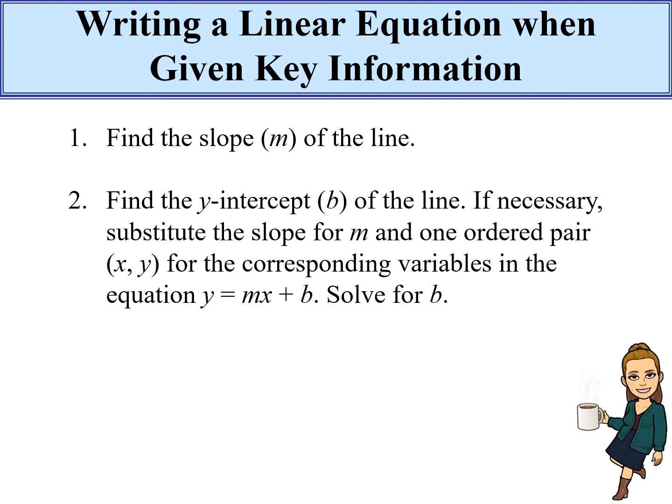This next step is where it gets a little bit trickier. I want to find the y-intercept of the line. Sometimes it'll be straightforward. I can identify it on the graph where it crosses the y-axis. But sometimes it's necessary to substitute the slope m and one ordered pair, x, y, for the corresponding variables in the equation y equals mx plus b, and solve for b. This sounds kind of confusing right now. Please copy down this entire step, and then we will practice what this looks like.